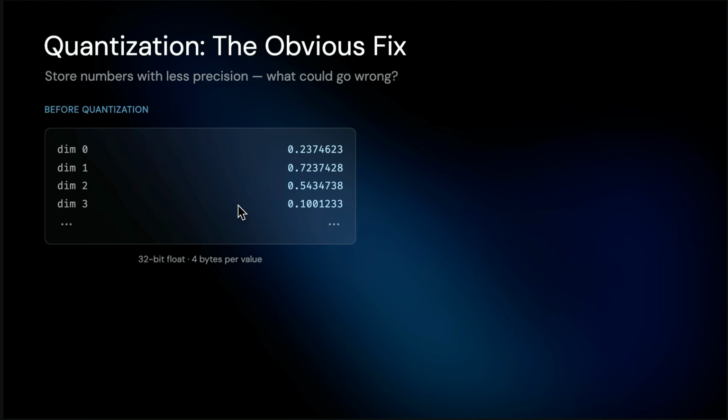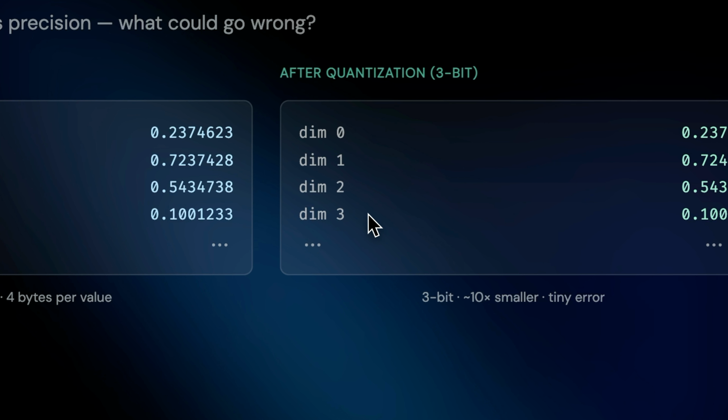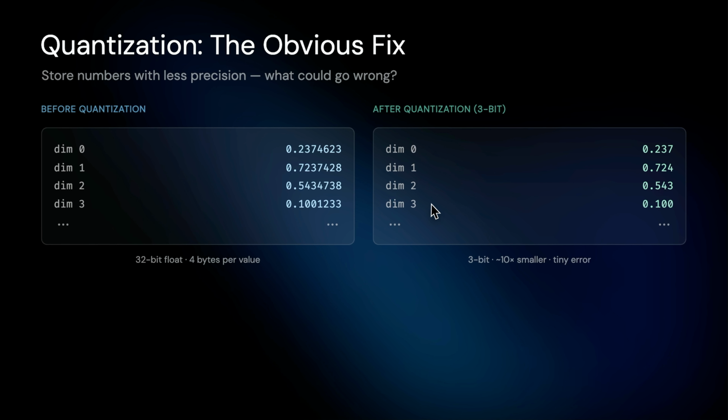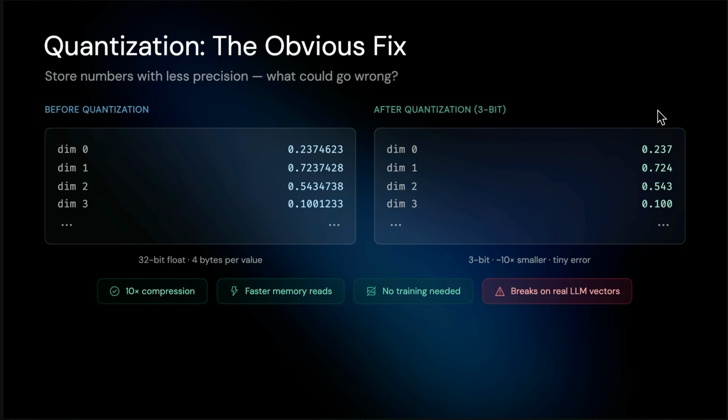So let's say we quantize. After quantization, let's say we do a 3-bit quantization. If you see the precision of these dimensions, it has reduced, right? So for example, 0.2374623 got reduced to 0.237, right? That means after quantization this is 10 times smaller, but it also has some tiny error because we are reducing the precision. Now for a normal vector, this works out beautifully, like 10 times compression, faster reads, no retraining required.